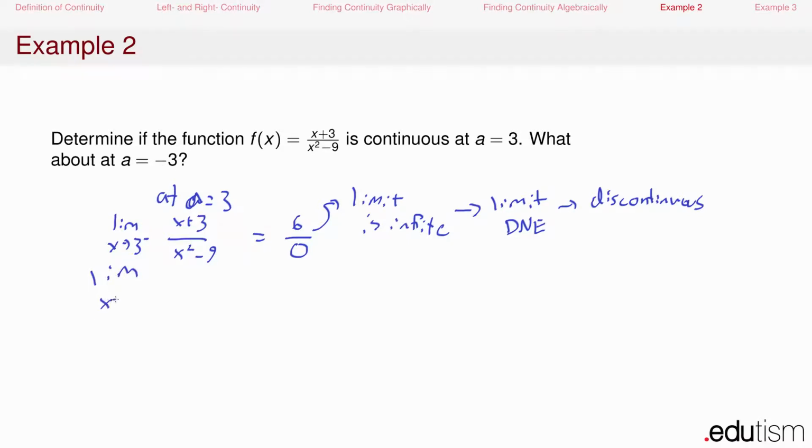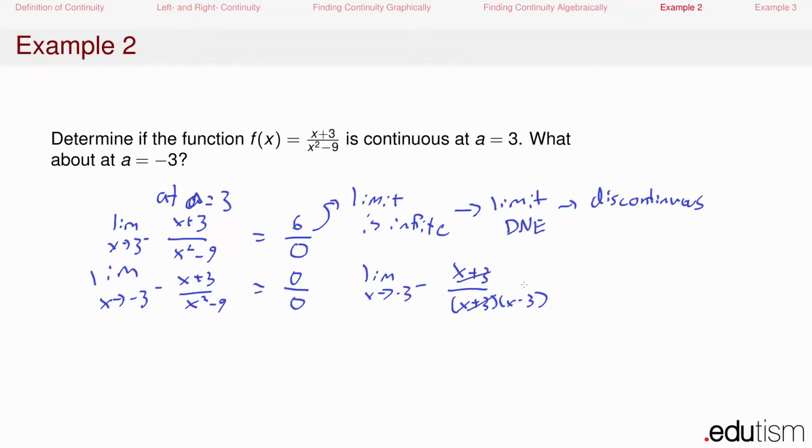well, if we want to do the limit as x goes to negative 3 from the left, well, if we do that, we get x plus 3 over x squared minus 9. We plug in negative 3 for x. We get 0 on the top and 0 on the bottom. In this situation, we have to factor and cancel. So we get the limit as x goes to negative 3 from the left. We get an x plus 3. On the bottom, when we factor, we get an x plus 3 times x minus 3.